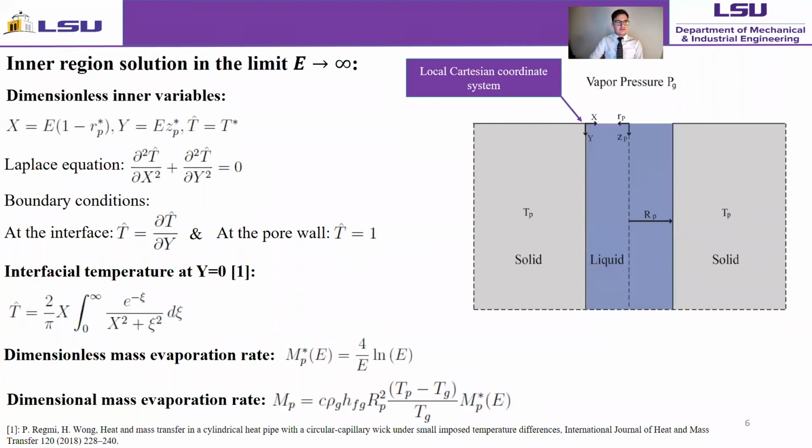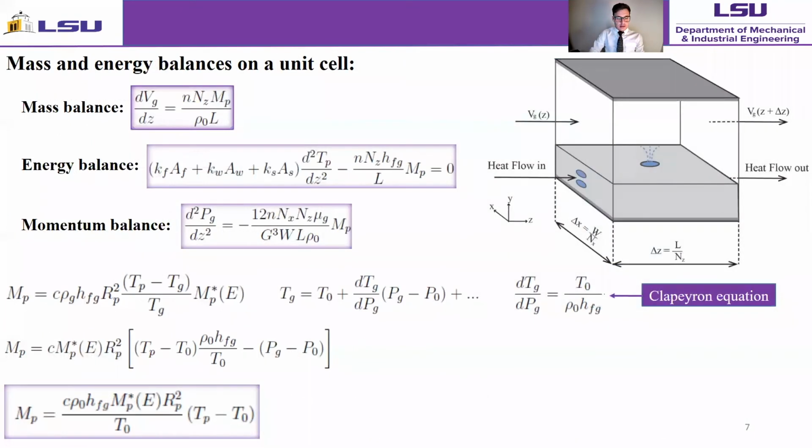We define a set of dimensionless inner variables and rewrite the Laplace equation and boundary conditions. In the inner region, the temperature gradient term is retained in the boundary condition on the interface. The Laplace equation in the inner region, along with the boundary conditions, is solved by Rajmi and Wong, and the interfacial temperature is found as shown here. By integrating the interfacial temperature along the interface, the dimensionless and dimensional mass evaporation rates are calculated.